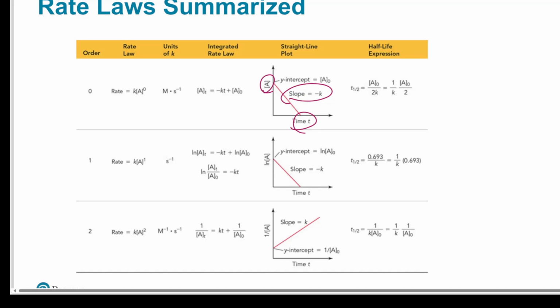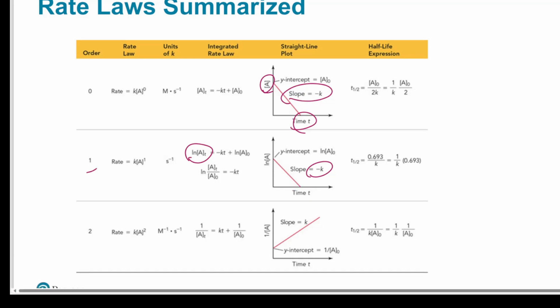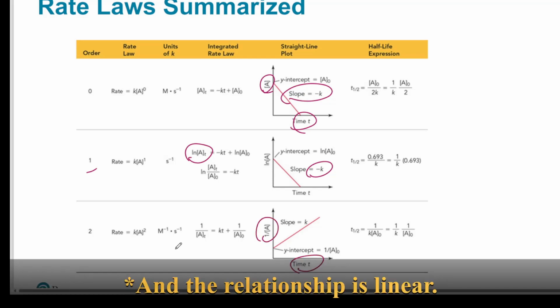If we plot the ln of the concentration versus time and we get a slope of negative k, we see that our reaction fits a first-order rate law. If we plot 1 over the concentration of A versus time and we get a slope equal to k, then we see that our rate law is second order with respect to that reactant.